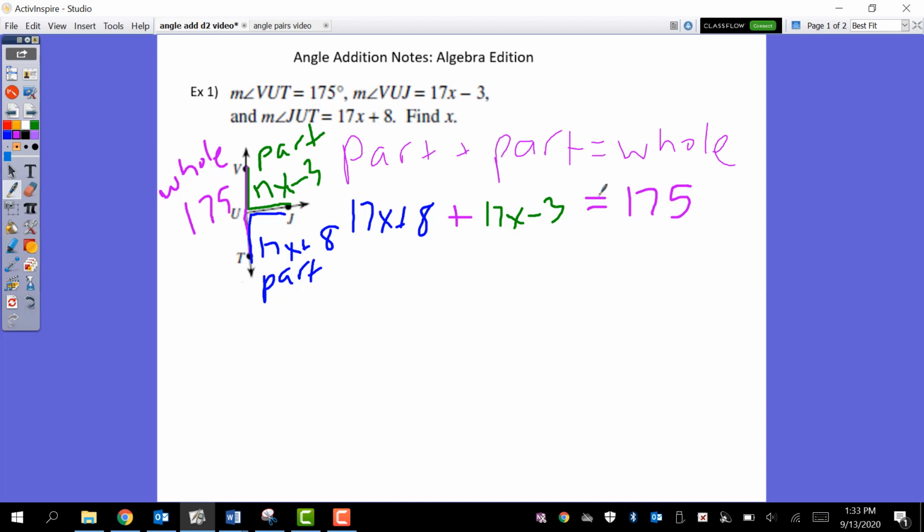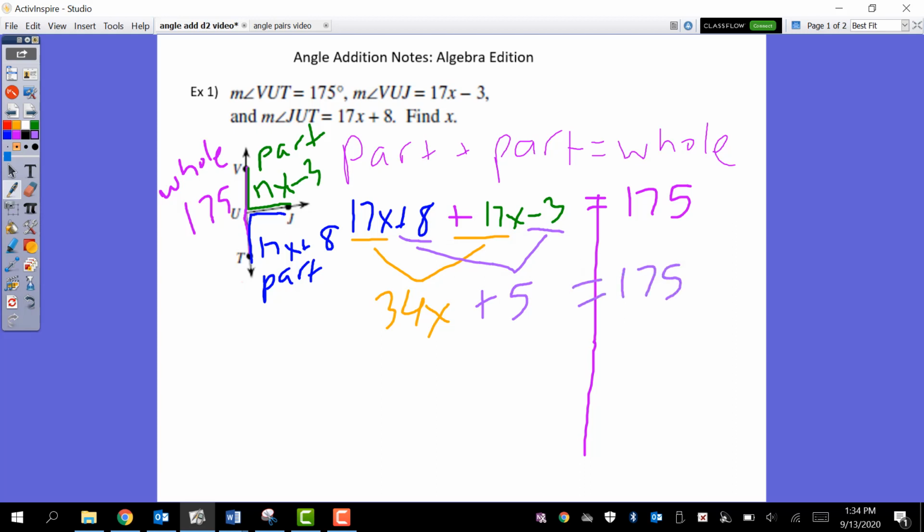Okay, so now all I have to do is solve this equation. So first step is combining like terms. So what can go together? Well, I have my x parts. I can do 17x plus 17x, which is 34x. And then I can do my regular numbers. 8 plus negative 3 is positive 5. If you typed that in the calculator, you would see that. Okay, equals 175. Great. Next step, I need to move my regular number over to the right side. I've got to get x alone. So I'm going to minus 5, minus 5. The 5's cancel out. 175 minus 5 is 170.